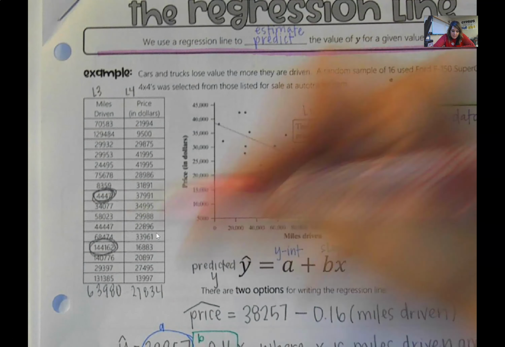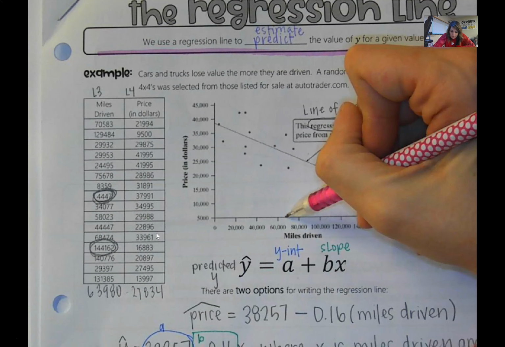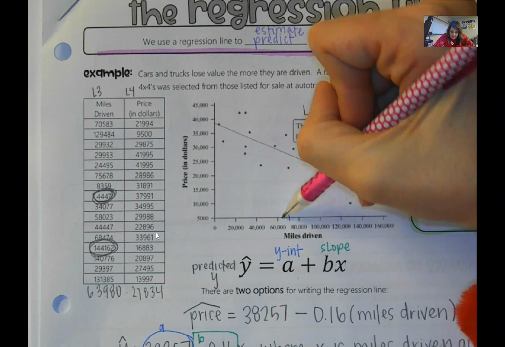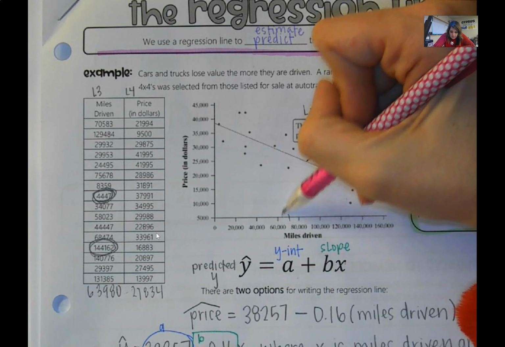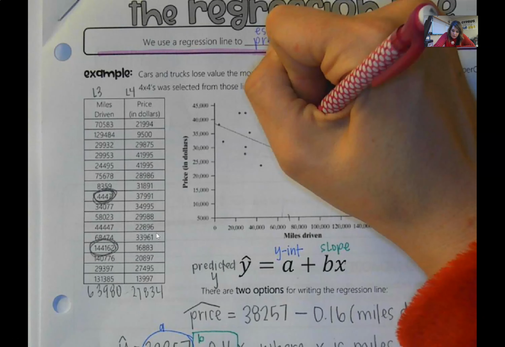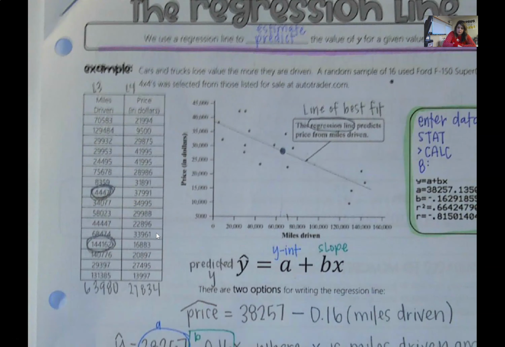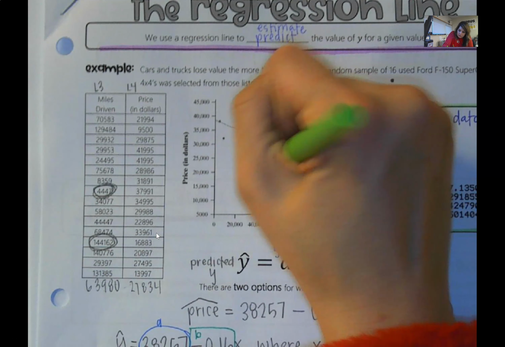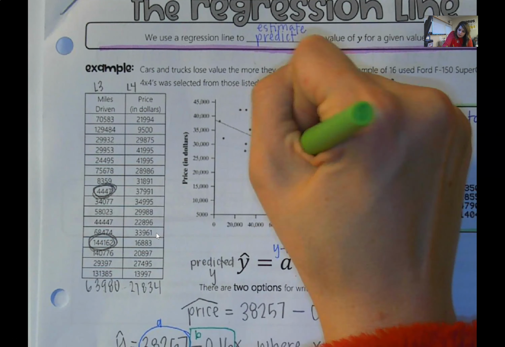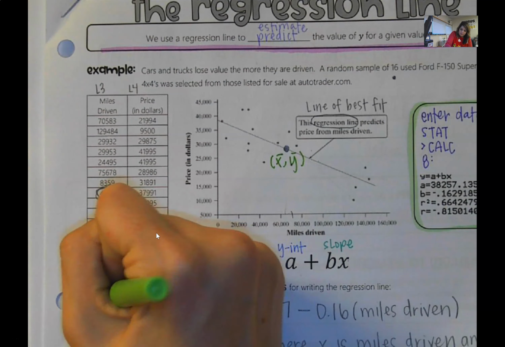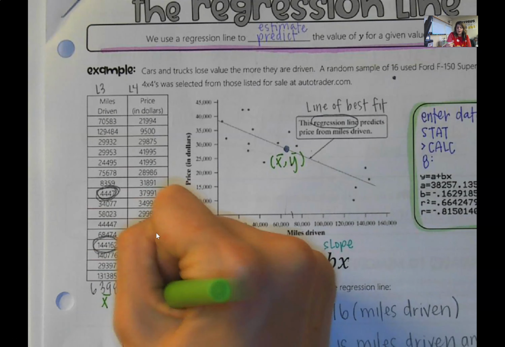So what that means is about 64,000 and a price of 27,000 is a point on our line. So this would be the point X bar, Y bar. So I guess I should label these. This is X bar, this is Y bar.